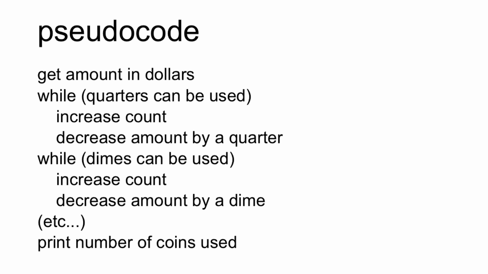After repeating that until quarters can no longer be used, proceed to the next largest coin, in this case, dimes, 10 cents. So you'll enter that loop until you can no longer use dimes. Then proceed to the next largest coin, nickels. After nickels can no longer be used, use the remaining amount in pennies. And finally, print the number of coins used.